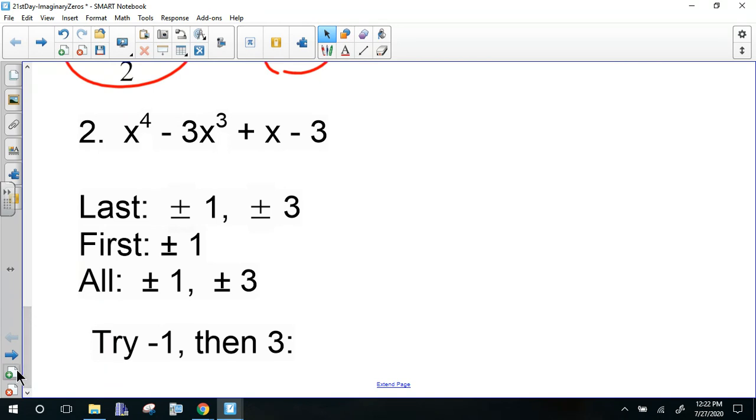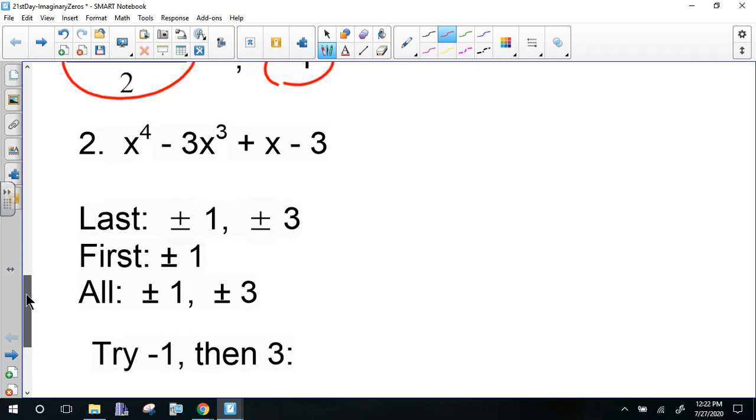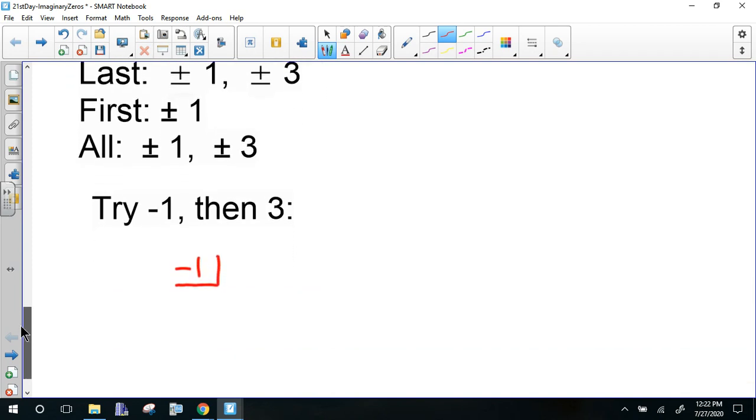Next one. We've got a polynomial function with a last term of 3, first coefficient of 1. So we've got 4 possible rational roots. We want to try -1 first. So if I try -1 first, I've got coefficients of 1, -3, 1, -3.